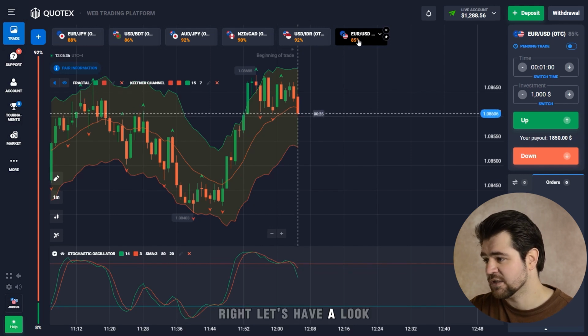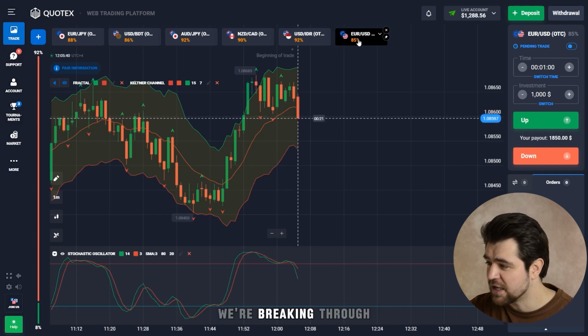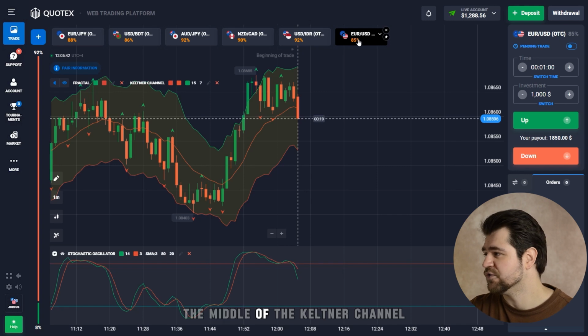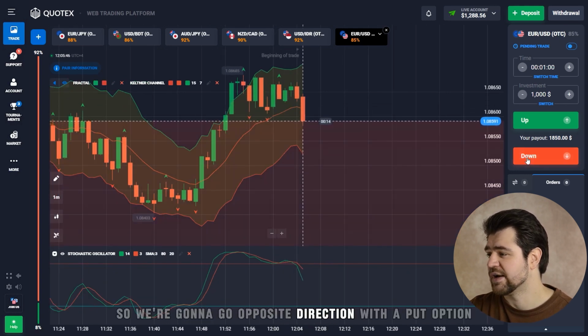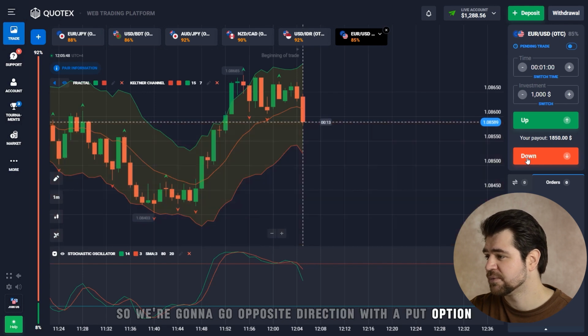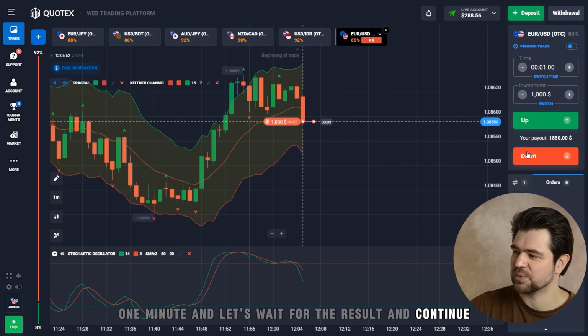Right, let's have a look. We're breaking through, this is a vice versa situation. We're breaking through the middle of the Keltner channel, so we're going to go in the opposite direction with a put option, 1 minute, and let's wait for the result and continue.